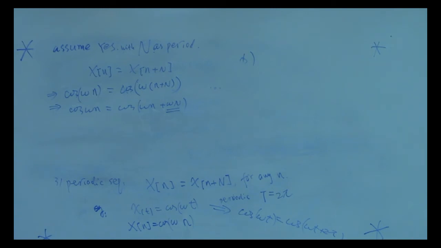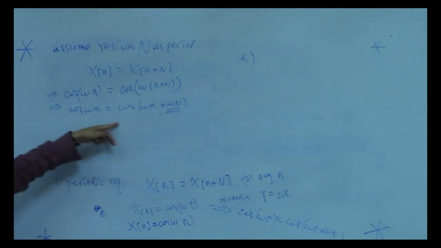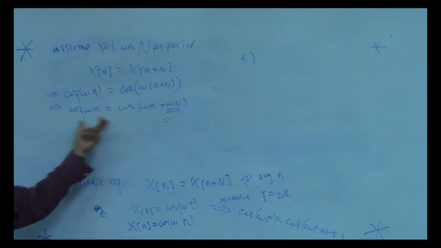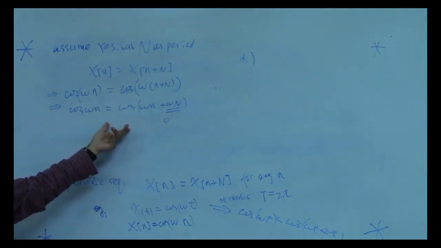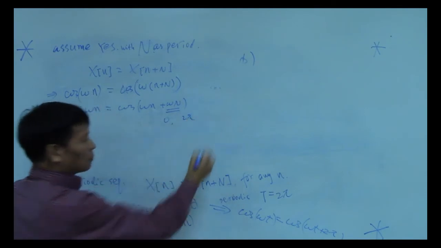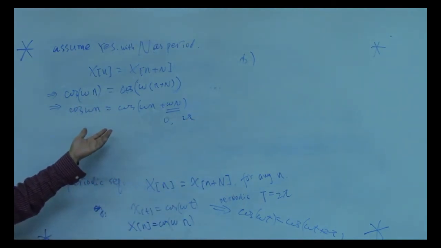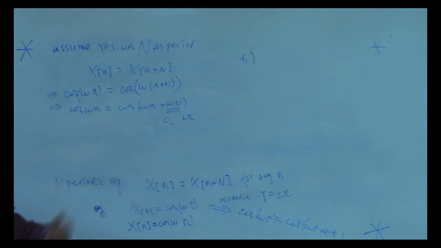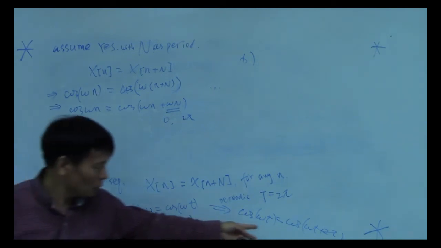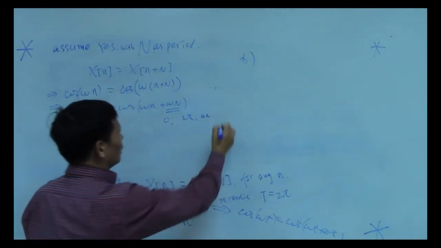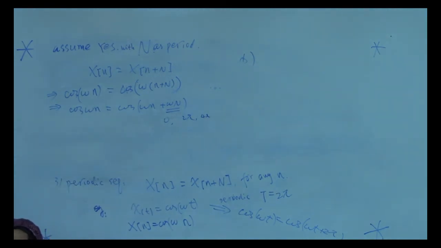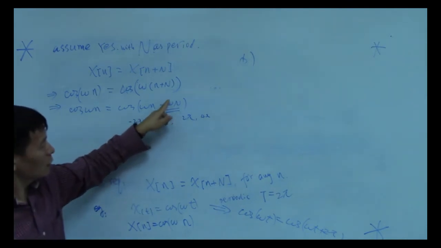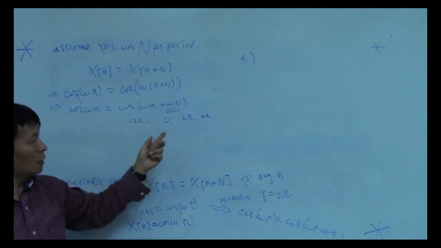Make sense or not? If these two are equal, this thing must be, for example, equal to 0. If this one equals 0, then yeah, that is true. Or I said this one equals 2 pi. Is it good? Cosine x equals cosine x plus 2 pi. Yeah, that is true, because we already know it from here. How about 4 pi? Yes, that is also true. How about negative 2 pi? Minus 2 pi, that's also good. So anyway, this omega N must be multiples of 2 pi.